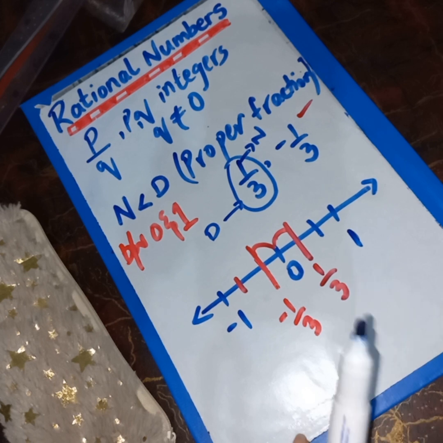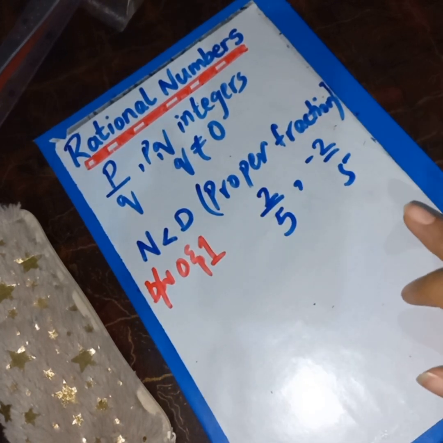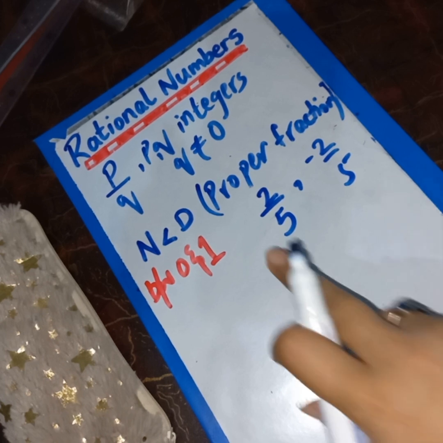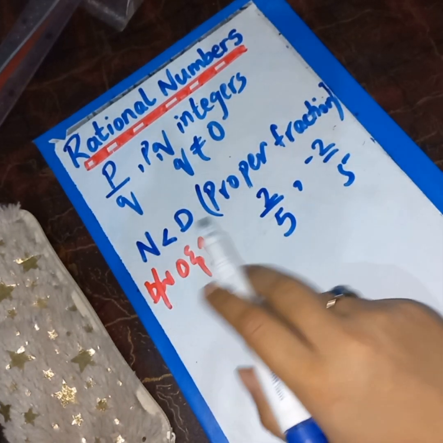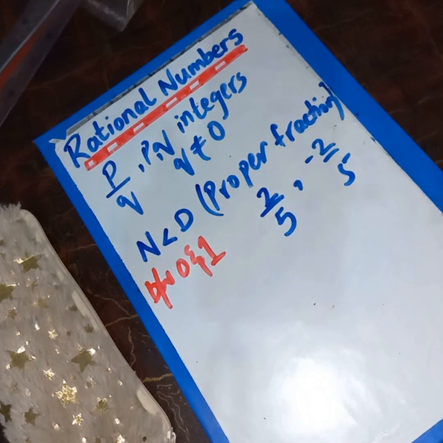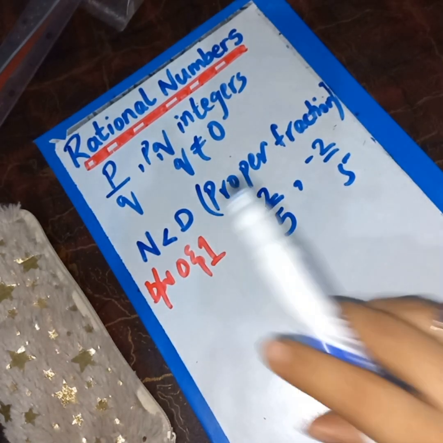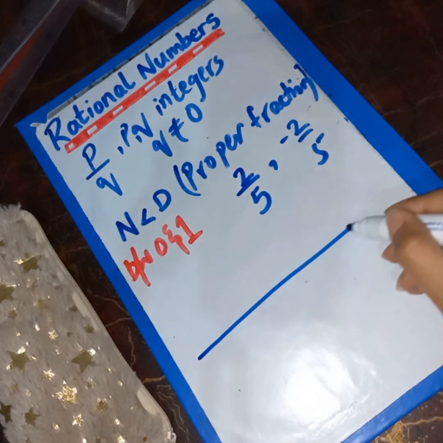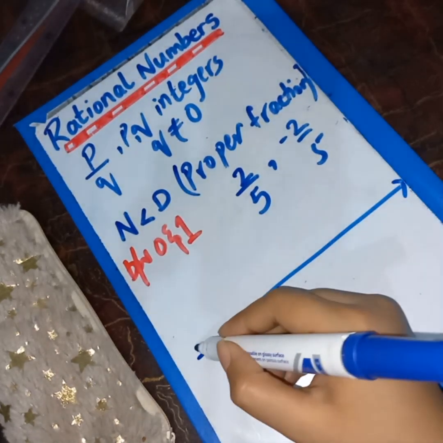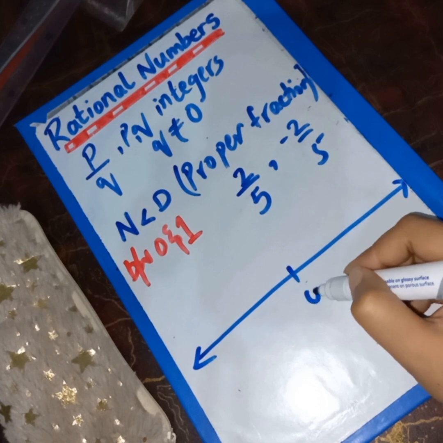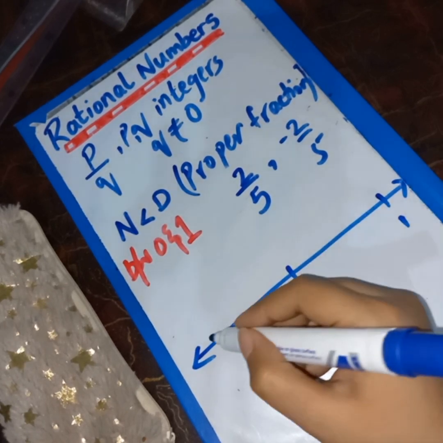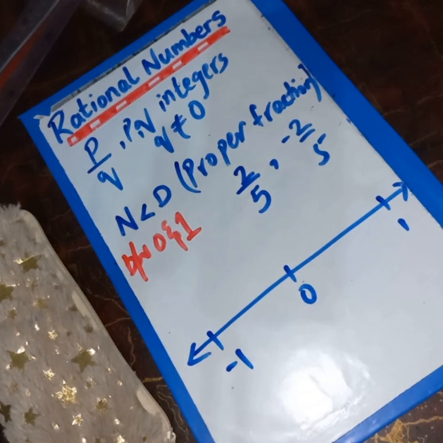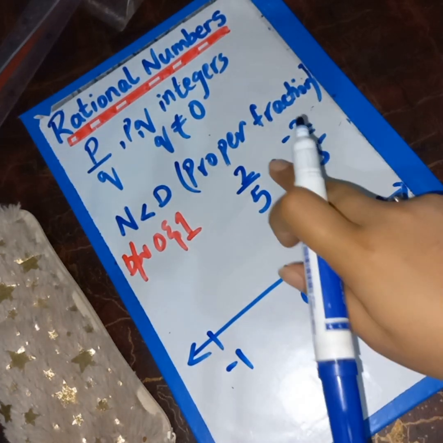Let's take one more example. These two fractions you have to plot, and again observe it is a proper fraction because its numerator is lesser than the denominator. So the same rule you will follow: between 0 and 1, these two both will be plotted. How? See, make a number line. In the center it would be 0, then 1, and then negative 1 on the other side. Between 0 and 1, proper fraction.